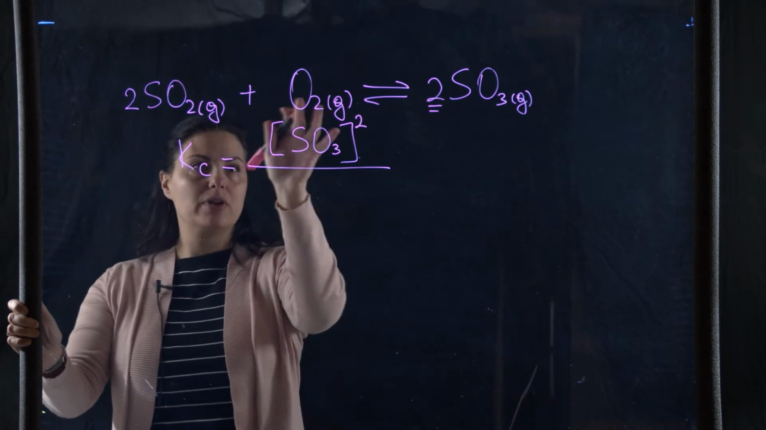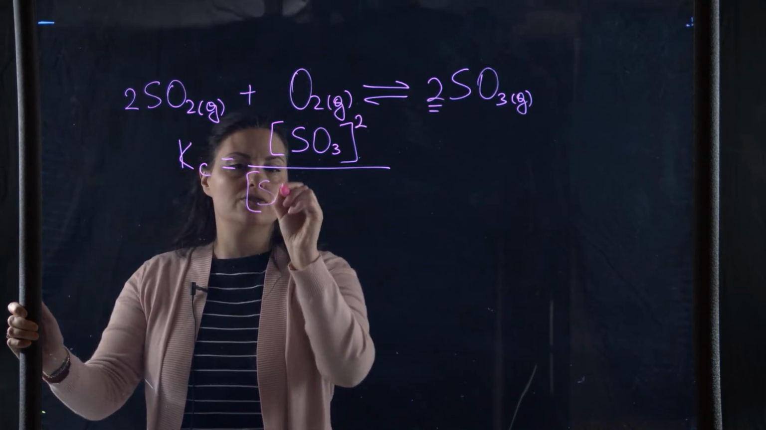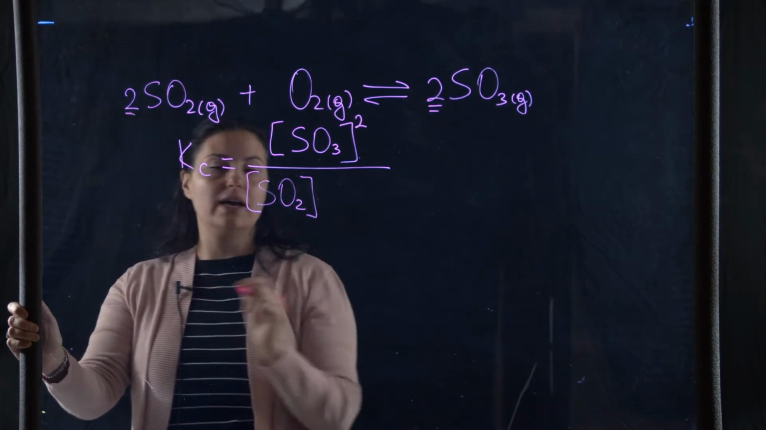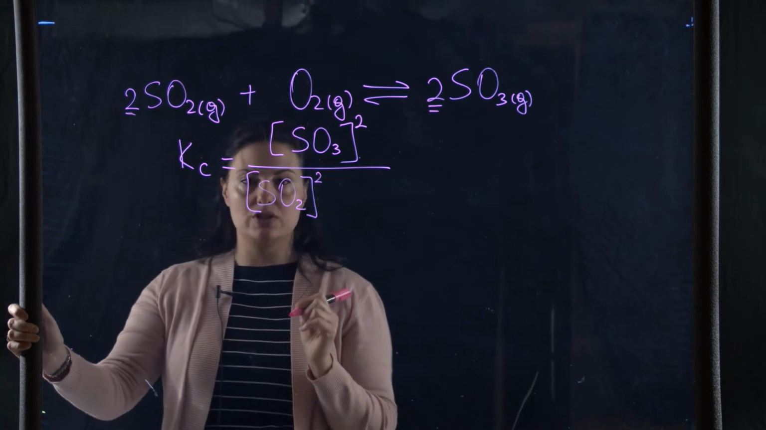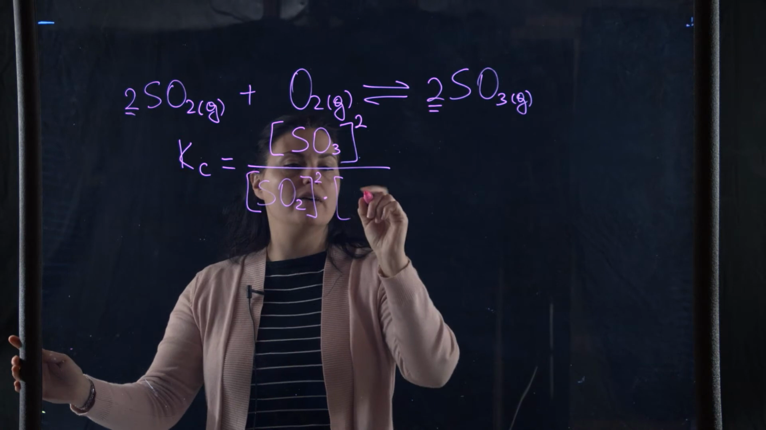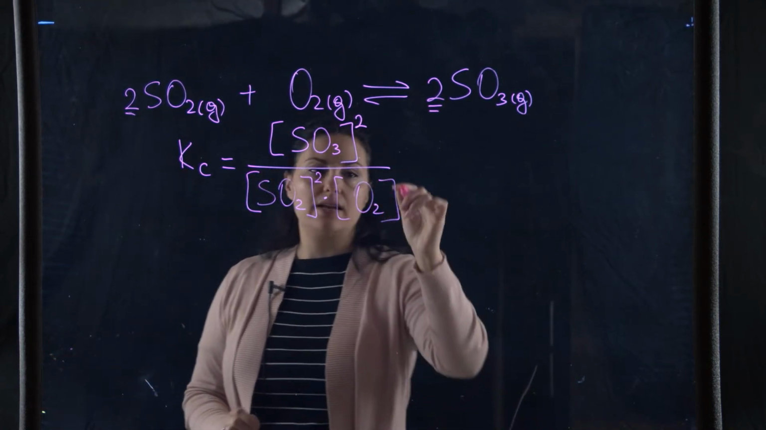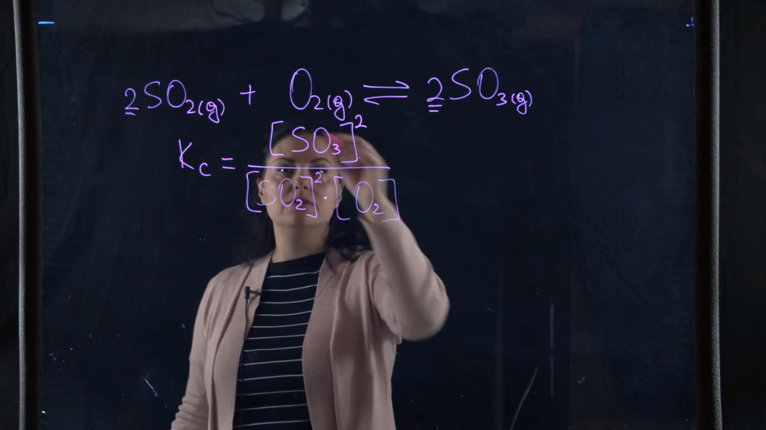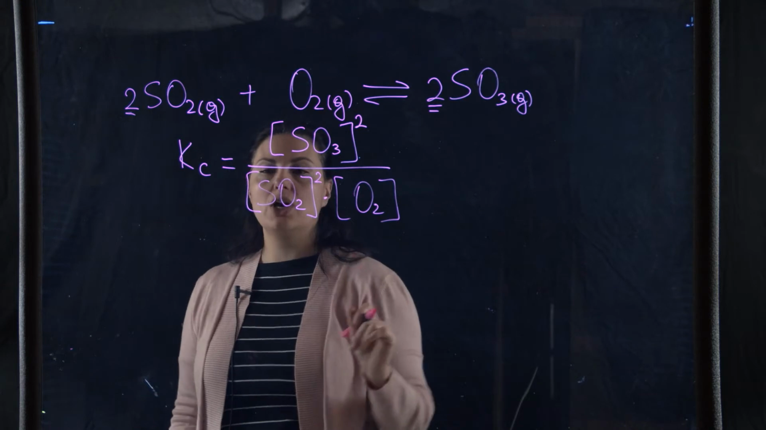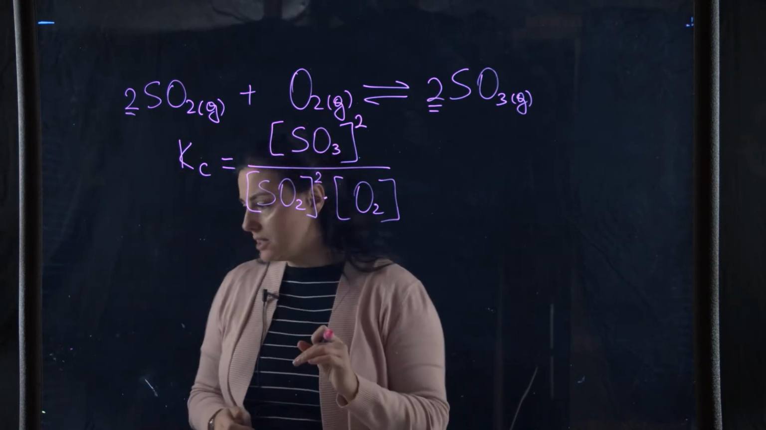And then at the bottom, I'm going to have each of my reactants' concentrations. So the concentration of SO2, raised to, once again, the second power, because that's the molar coefficient in front of SO2, multiplied by the concentration of oxygen, O2. It doesn't need to be raised to any power. I mean, it could be the first, but it's implied. So this is the equilibrium constant expression for this particular reaction here. Let's do the next one.